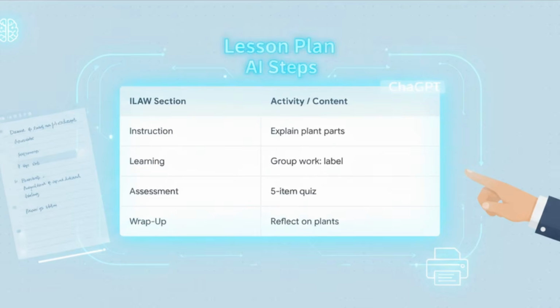And visually, step 4 is completely transformative. ChatGPT instantly organizes that massive block of text into a neat, easily readable table. Notice how your ILAW sections are cleanly separated from the activities? You just copy this, paste it into your word processor, and hit print. Boom! You've just saved yourself from a total formatting nightmare.